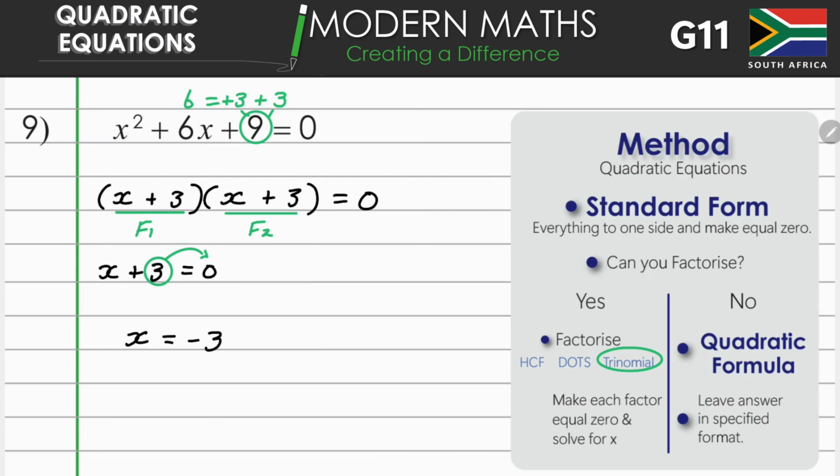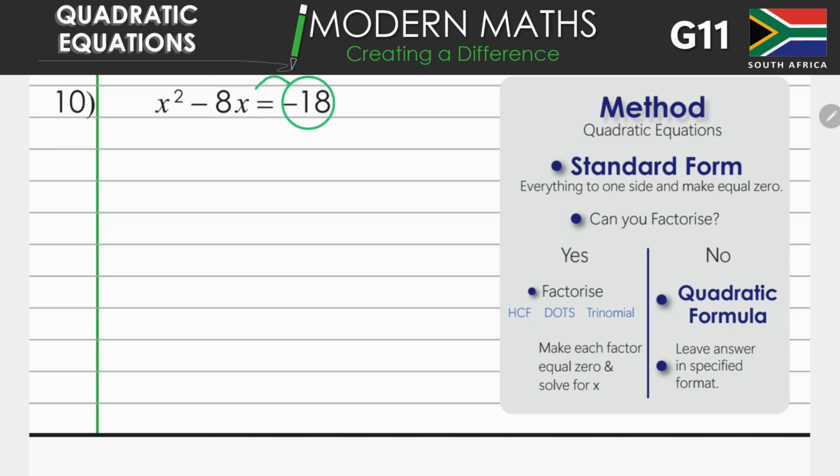And then our last question for the day features no solutions for x. So you could possibly get no solutions, one solution, or two solutions. Most of the time you're going to get two solutions. So stock standard, standard form. You want to move everything to one side, make it equal to 0. So move the negative 18 over and it becomes positive 18. And now I direct my attention towards factorizing the trinomial. Sometimes it works, sometimes it doesn't, but it's always worth trying.